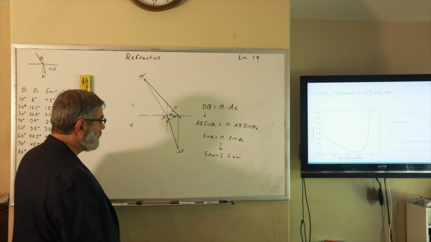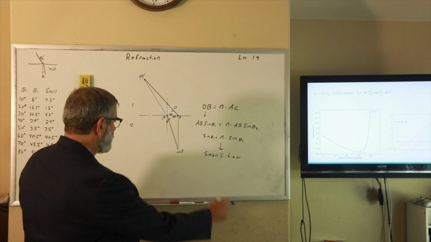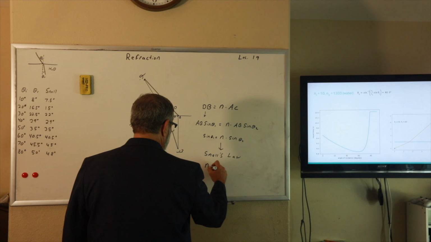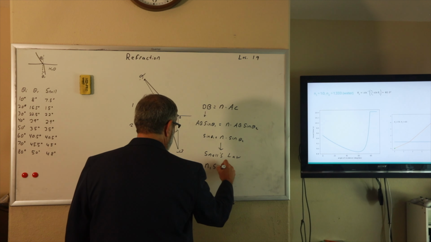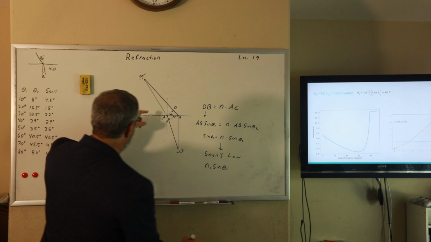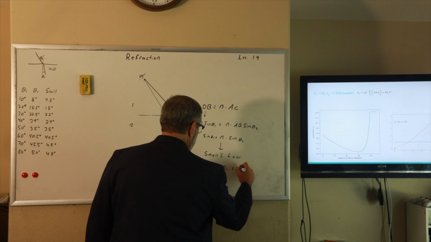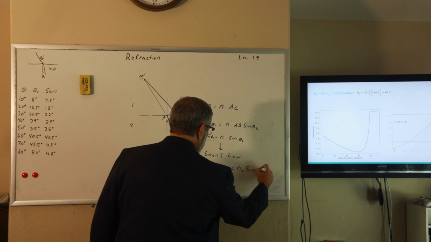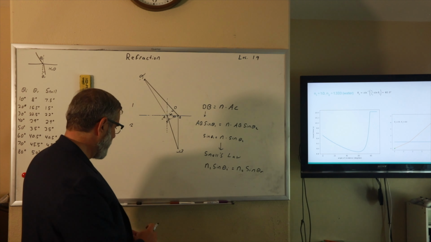This is his argument. And so what is Snell's law in the end? It says that n1 times the sine of theta I, we call that the angle of incidence, is equal to n2, the second material, times the sine of the angle of refraction. Okay?